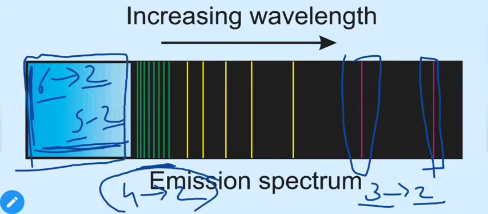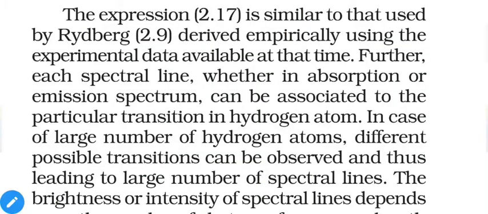Same for green light. If it emits green light, it is shifting from 4 to 2, and so for red light. In short, these different lines represent different types of transitions, that means shifting of an electron from one orbit to another orbit. So there are multiple different possibilities. When we have a large number of hydrogen atoms, different possible transitions can be observed, leading to a large number of spectral lines. You will get multiple different spectral lines depending on the transitions of electrons in the hydrogen atom.